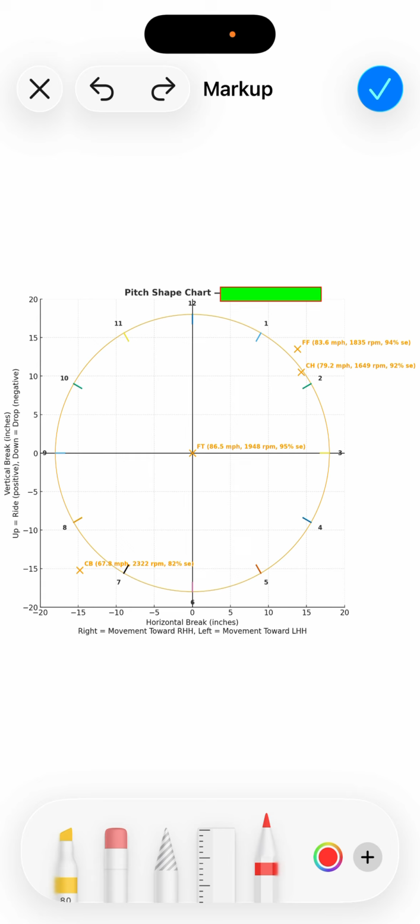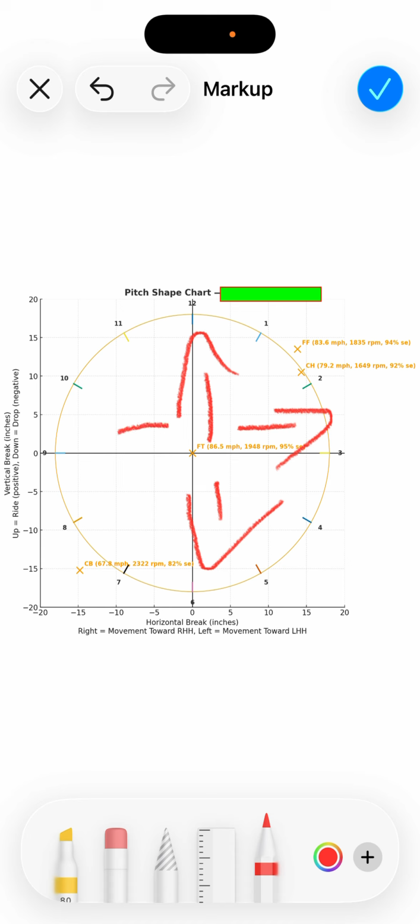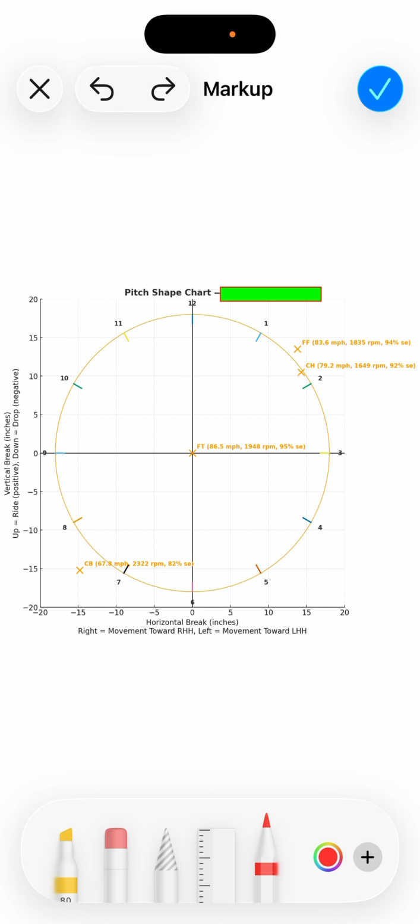But right now, the big takeaway, I'm going to hammer it again. As we see a positive number, that means we have more backspin. As we see a negative, that means we have more topspin. Positive horizontal means we're going to have more side spin with the movement going toward a right-hander. Negative on the horizontal means we have side spin going toward a left-hander. So that's just a quick rundown of it. Very basic.